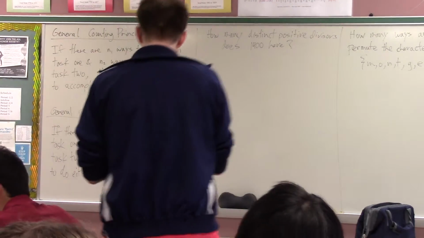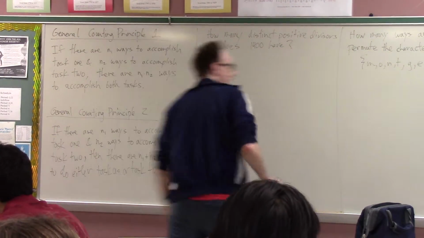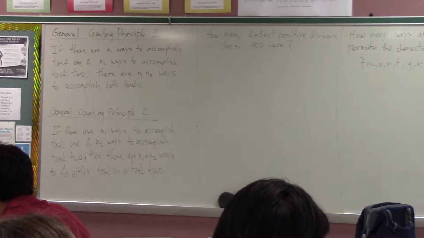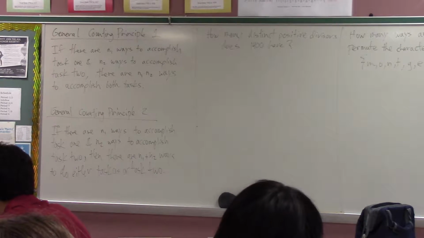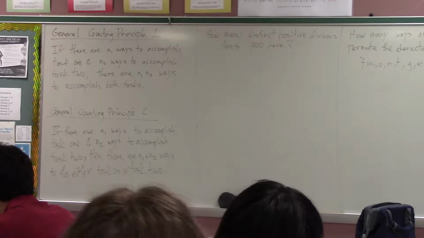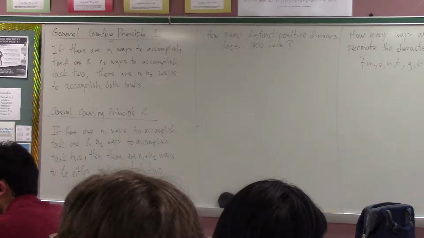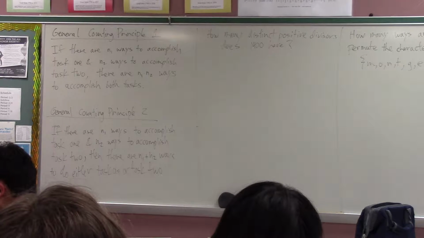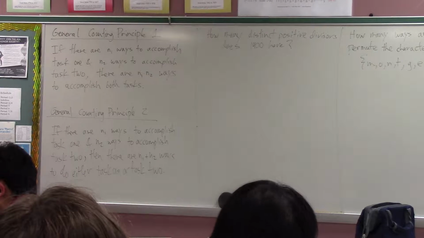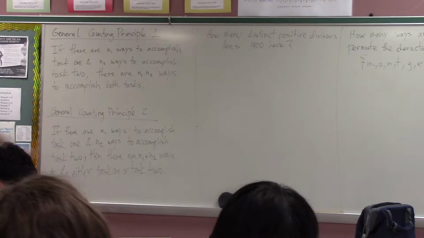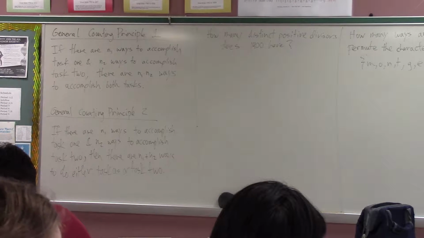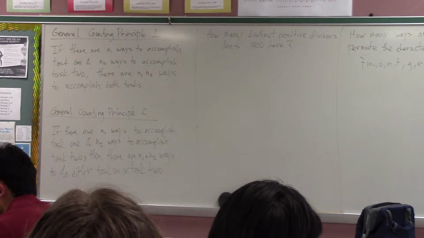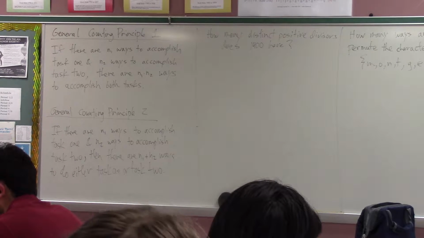Okay, step one. There is a thing called general counting principle 1. It says if there are n1 ways to accomplish task 1 and n2 ways to accomplish task 2, then there are n1 times n2 ways to accomplish both tasks. Pretty clear. If there are n1 ways to accomplish task 1 and n2 ways to accomplish task 2, then there are n1 plus n2 ways to do either task 1 or task 2.